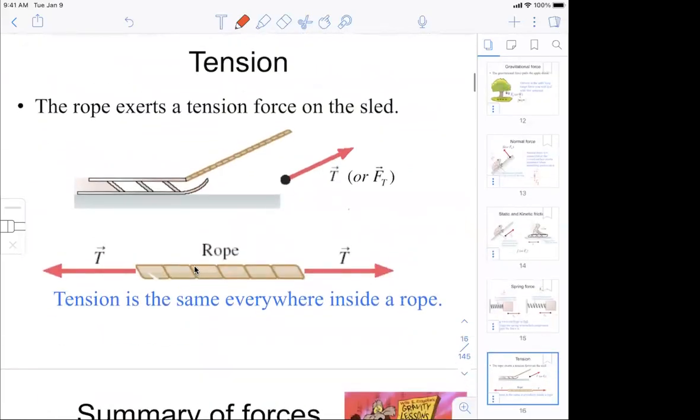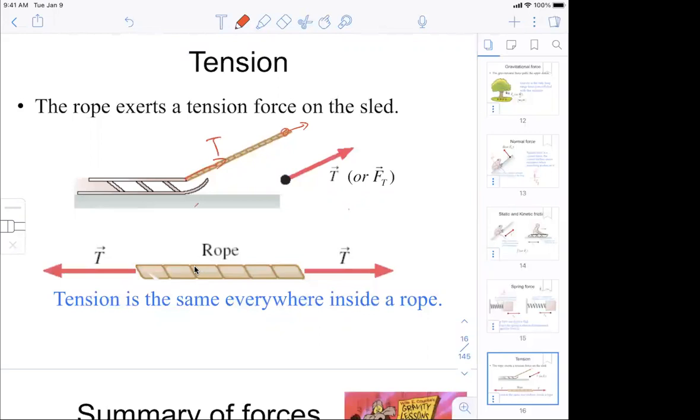The last type of force I want to introduce is called tension. For example, if you have a rope and you're pulling on the rope, then you have a tension everywhere inside the rope, because it's continuous. If you are the one holding this and dragging it, but we're analyzing the motion of the sled, you can see your hand is not directly in contact with the sled, but the rope is in contact with the sled. So we will call this force the tension, as in tension inside the rope.